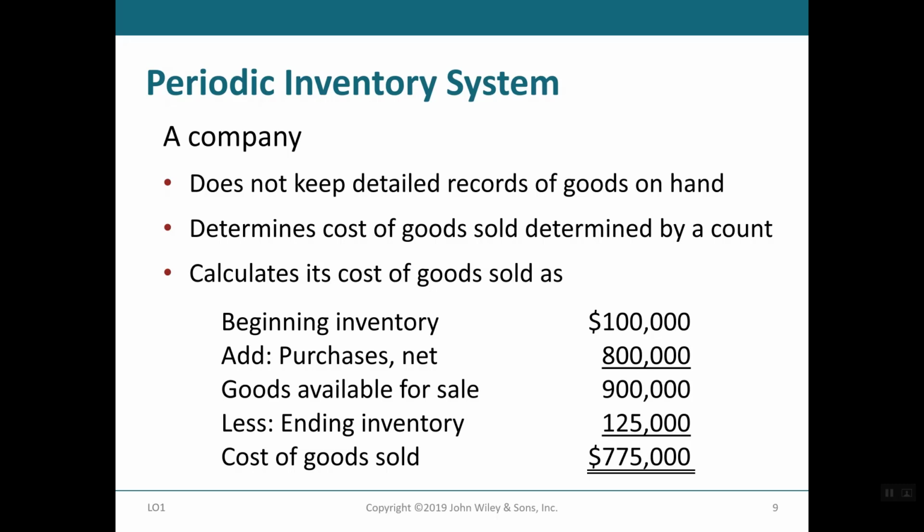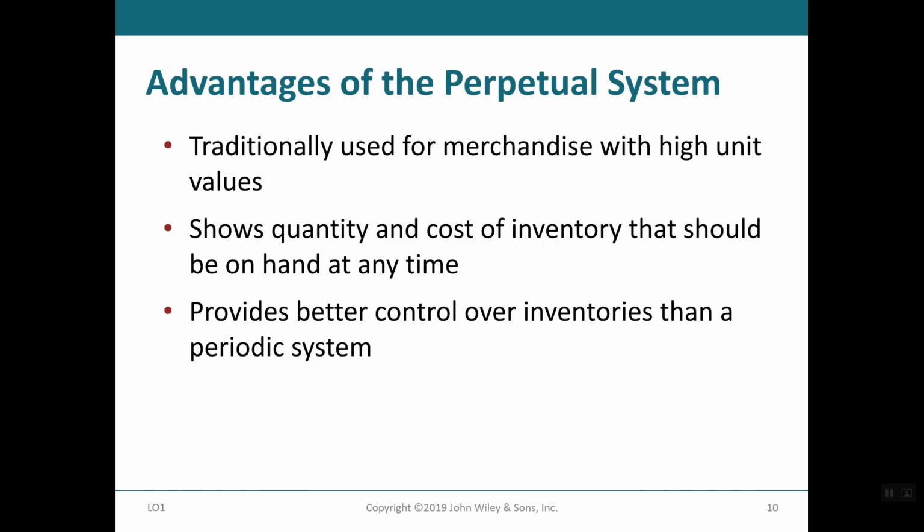And how do we calculate this cost of goods sold for a periodic inventory system? We know what we have at the beginning. Remember I said we had like 10 pens. Here we have 100,000 we began with. We add our purchases, which was 800,000. We add them together. That gives us the cost of goods that we have available to sell. Now, at the end of the period, we are told that we have 125,000 left. So when we deduct the 125,000 from the 900,000, it gives us a cost of goods sold, and that cost of goods sold is 775,000. So that's how we calculate our cost of goods sold in the periodic inventory system.